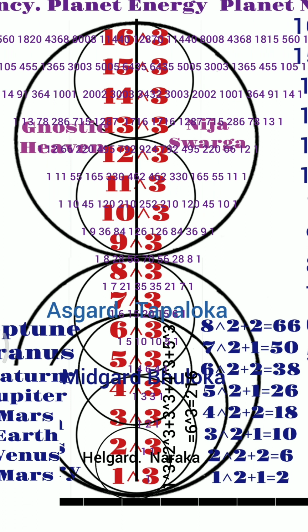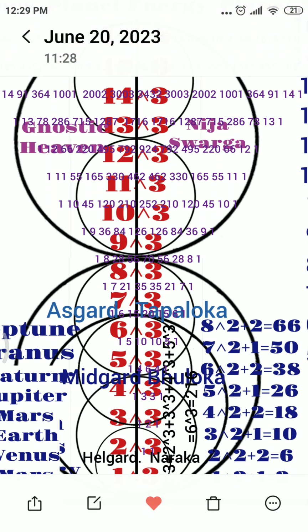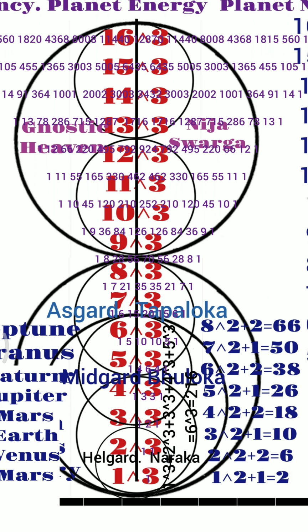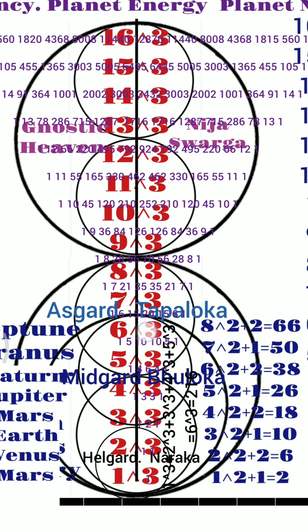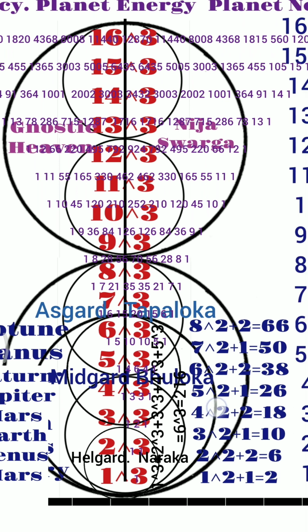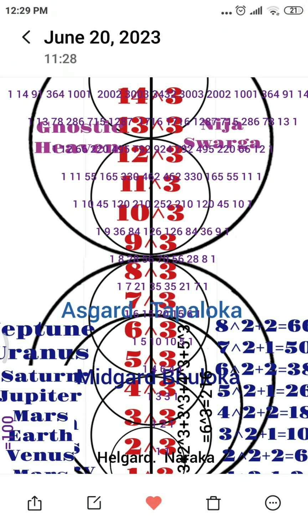So in terms of the worlds, this is the Hellgod. Hellgod is 1 cube plus 2 cube, or Naraka, or Patala in fact, in Hindu mythology. Here we have the Midgard. Midgard is 3 cube plus 4 cube plus 5 cube, giving 6 cube. This is the Midgard, and this is basically Asgard. Asgardians, as I told you. Yes, this is Asgard, or Tapaloka in Hindu mythology.